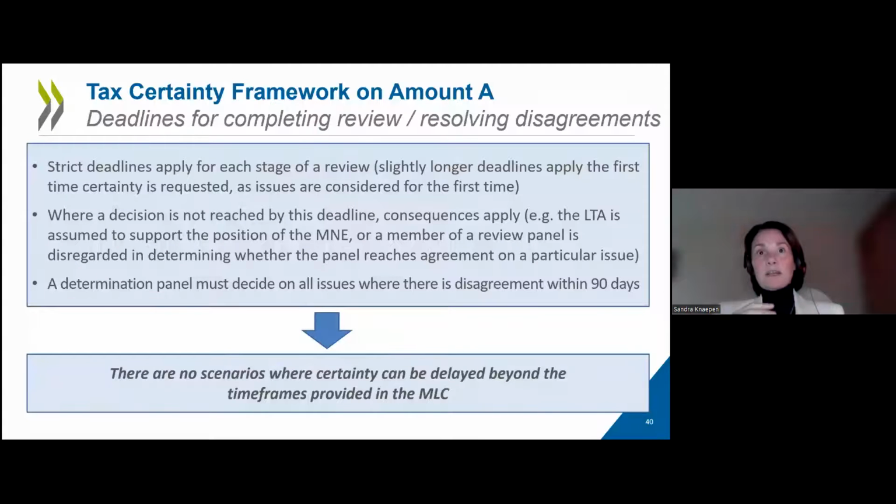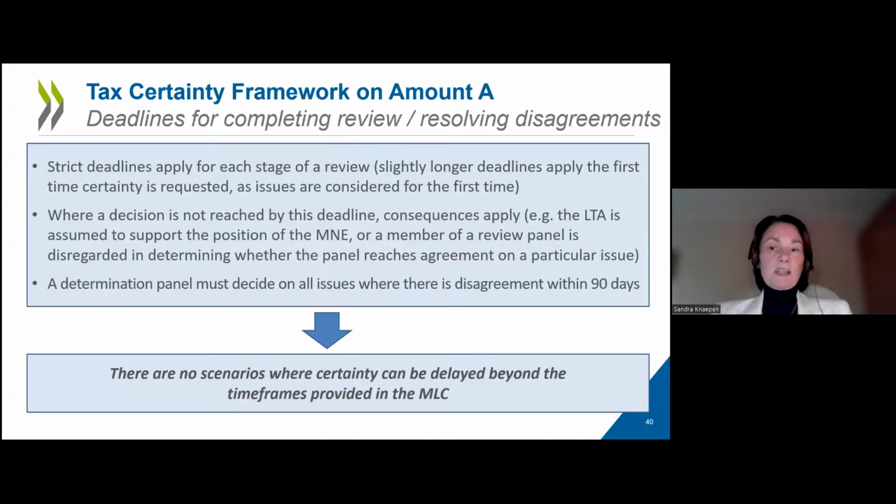And if we compare these timelines with the current situation of having an audit that can run for several years, then followed by dispute resolution, or if you take dispute prevention and the time it takes for dispute prevention, well, then you have long deadlines, and this cannot happen here.